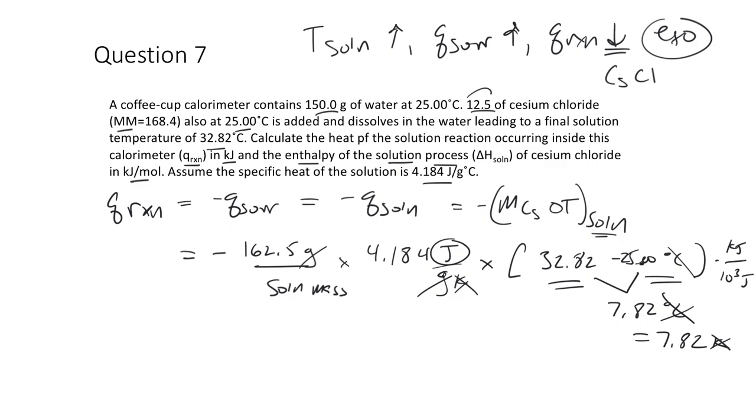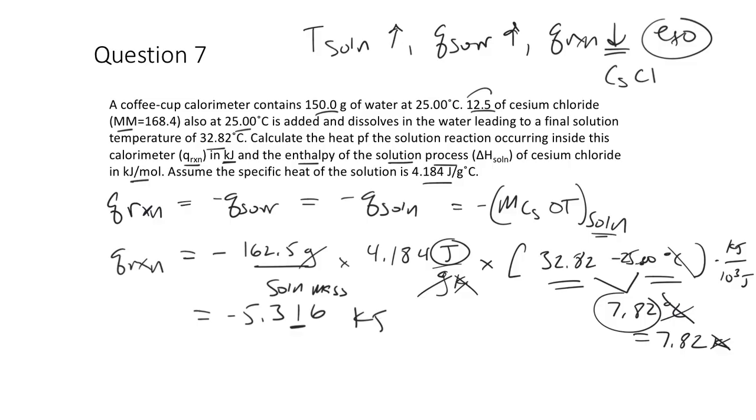So I do negative 162.5 grams times 4.184 joules per gram Kelvin times 7.82 degrees C or Kelvin, and then divide by 1,000 to go to kJ. That's negative 5.316 kJ. We'd be good to 3 sig figs here. So negative 5.32 kJ is my Q reaction. So that's the first part of the question.